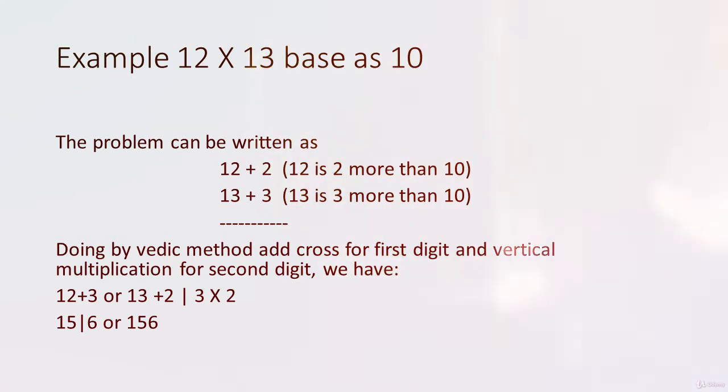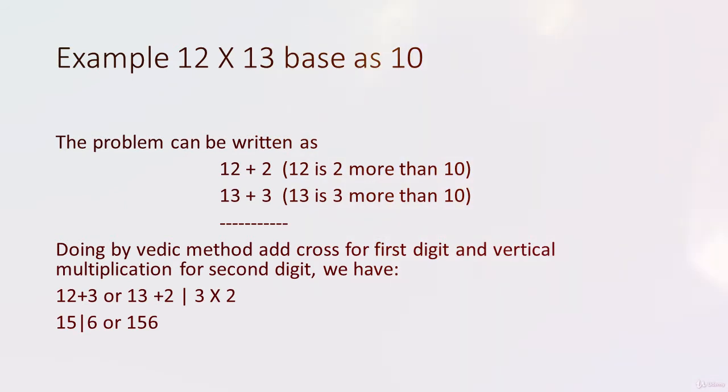So we can write 12 plus 2 and 13 plus 3 as our problem, and we will do the cross addition. The cross addition will be 12 plus 3 or 13 plus 2. Both will give the same answer, that is 15. So we have calculated the left hand side portion of our answer, that is 15.